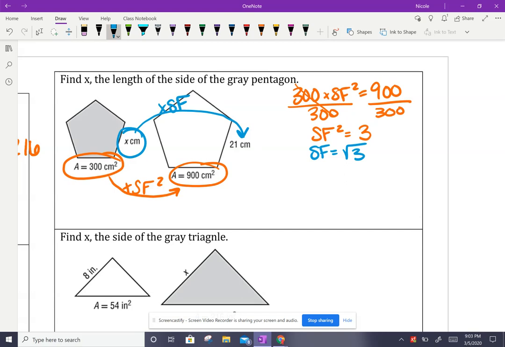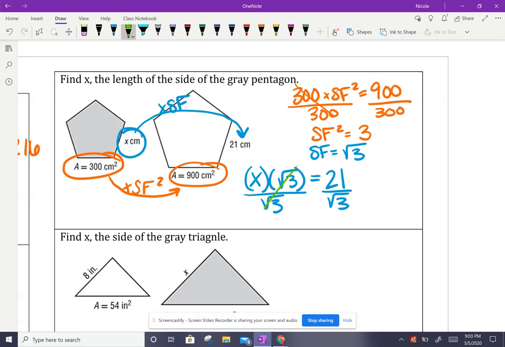It's okay that your scale factor is a square root. That's totally fine. Not a big deal. So now I need to figure out what x is. So I'm going to take x times my scale factor, which is root 3, equals 21. So now I'm going to divide both sides by root 3. On the left-hand side, those root 3's cancel out. I know I cannot leave a root 3 in the bottom.